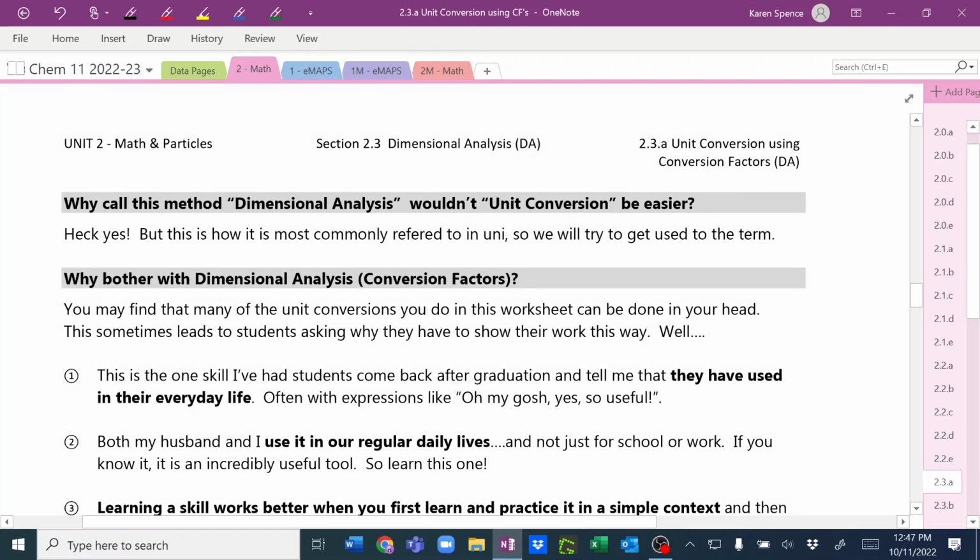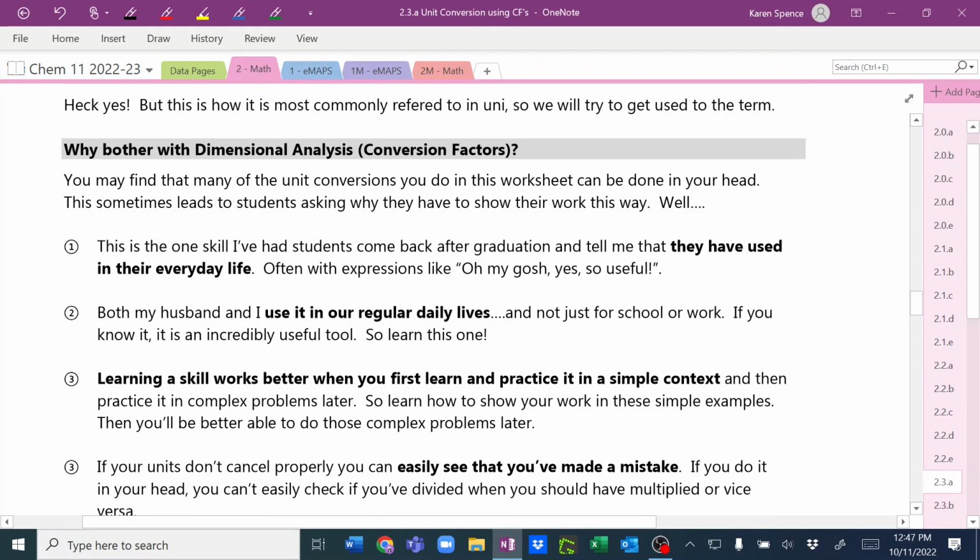Why call this method dimensional analysis? Wouldn't unit conversion be easier? Heck yes! But that is how it is most commonly referred to in university, so we'll try to get used to that term. Why bother with this at all? I know I said some of this before, but it is literally the one skill students have come back and said, yes, I have used it in my everyday life. Oh my gosh, yes, so useful.